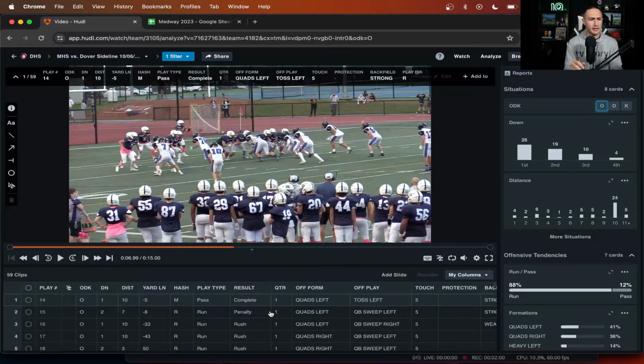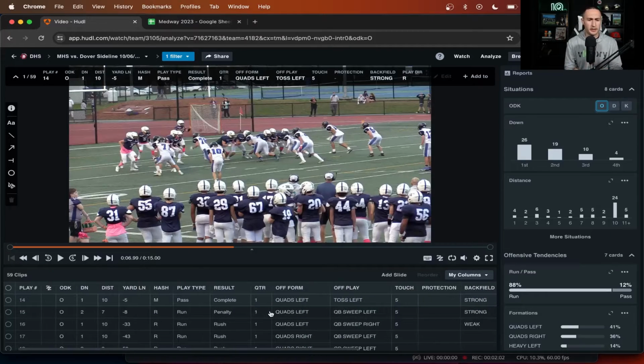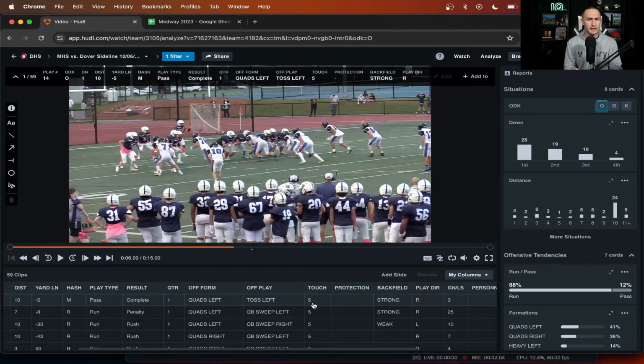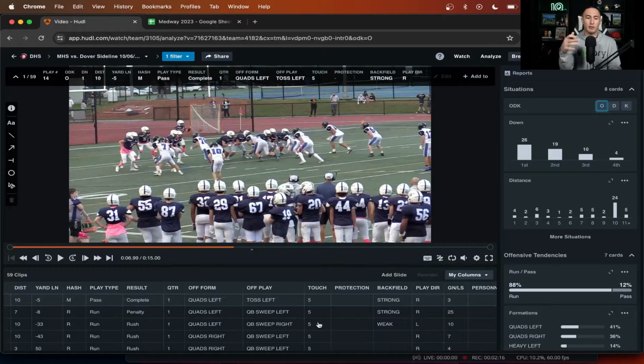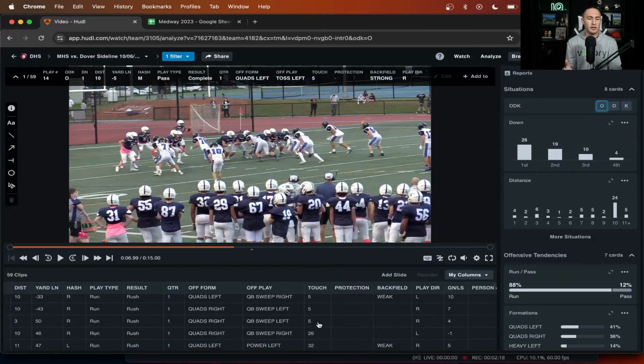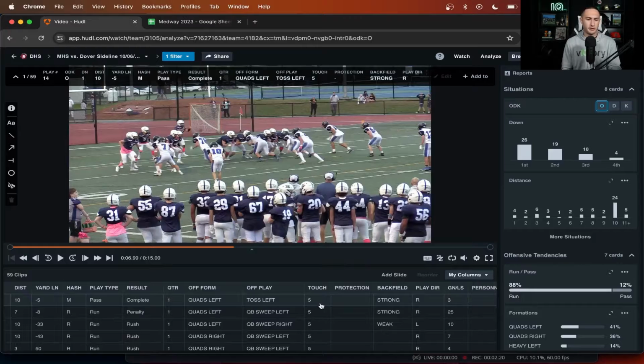So very first thing, as I mentioned, you see all the columns here: offensive formation, offensive play. I have a touch chart. Touch chart is just who's touching the football, and you'll see later on when we talk about our launch chart, the touch chart really does come into play. But you can see here, number 5 was a primary ball carrier for this team, so you're going to see his name light up the touch chart.